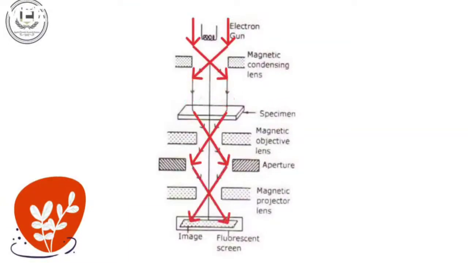This is an illustration of how the electron beam originates and travels down and falls on the sample and finally shows us the magnified 3D image of that specimen.